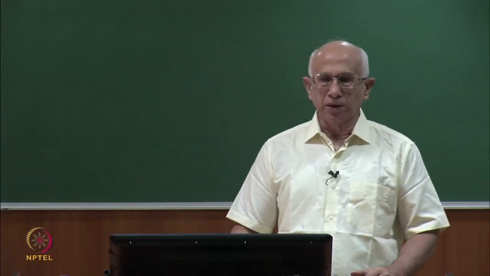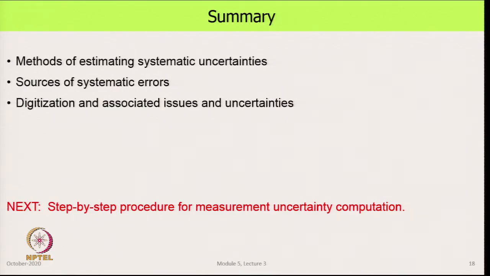So, on that note we end this lecture and we say that we have looked at what are the various methods of estimating systematic uncertainties. We also looked at some of the sources of systematic errors and we have looked at what is digitization, what are the issues associated with it as far as uncertainties goes, and what are also the issues associated with digitization, which as an experimenter we not only have to understand so that we can select the right instruments, but also we need to understand it so that the output digital data put out should be correctly interpreted.